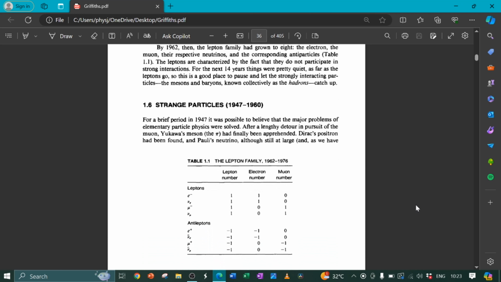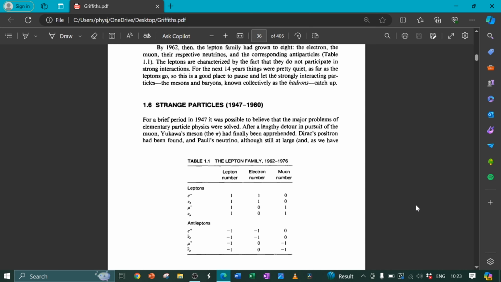Table 1.1. The lepton family, 1962 to 1976. Leptons. Electron: lepton number 1, electron number 1, muon number 0. Electron neutrino: lepton number 1, electron number 1, muon number 0. Muon: lepton number 1, electron number 0, muon number 1. Muon neutrino: lepton number 1, electron number 0, muon number 1.